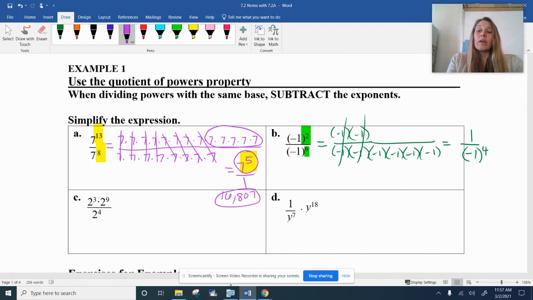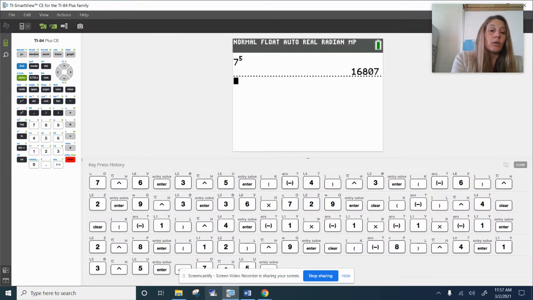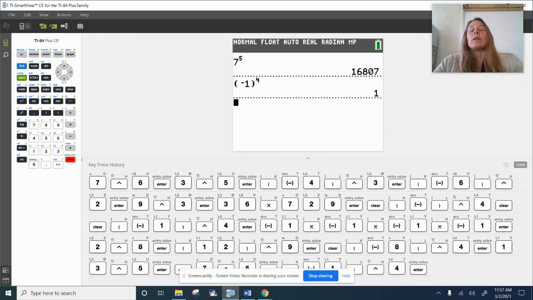Now, in this one over here, negative 1 to the 4th power is really 4 negative 1s being multiplied together. And we know a negative times a negative is a positive. So these two would give us a positive, and these two would give us a positive, meaning we would just end up with a positive 1. And of course, 1 over 1 just equals 1. If you needed to, you could check it on the calculator: negative 1 raised to the 4th power equals 1.